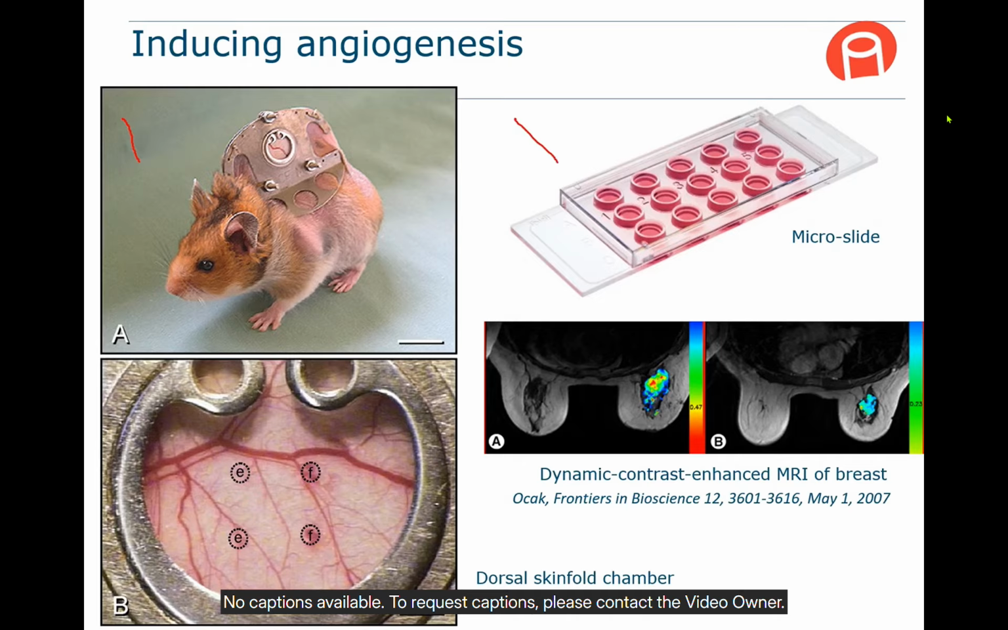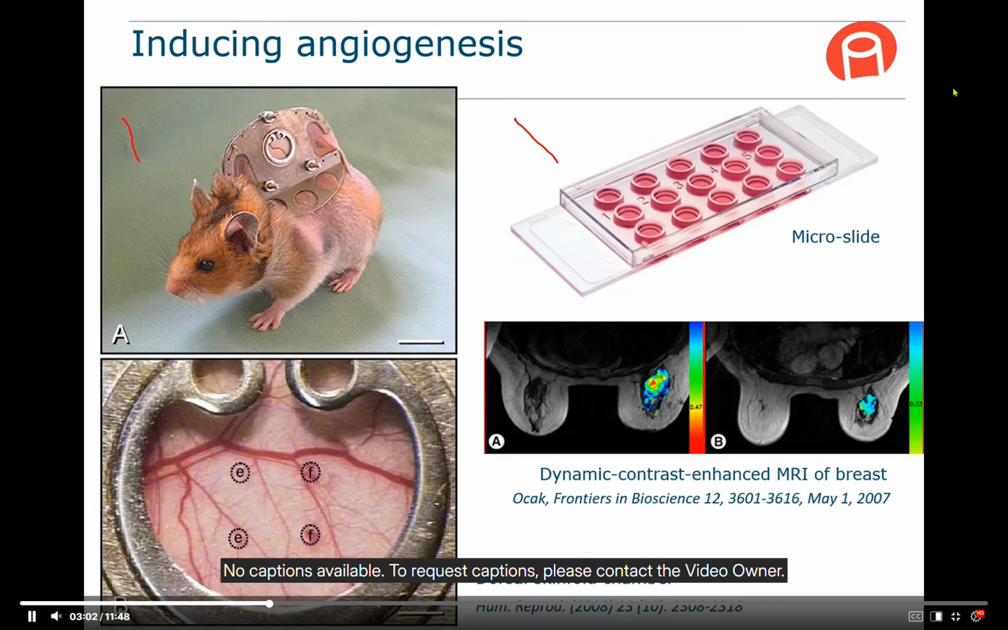Here you do see a microslide, and this is a small slide containing culture medium that can be used to culture, for example, endothelial cells. Endothelial cells are the cells that form the wall of the blood vessel, and so you can study the effects of drugs or nutrients on the formation of these new blood vessels.